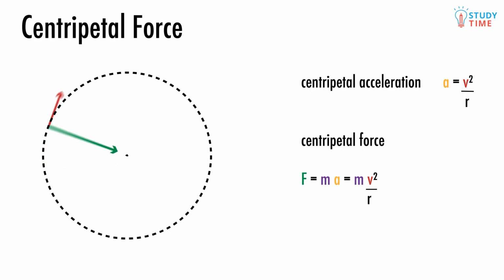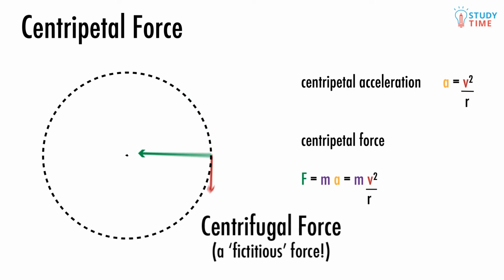This centripetal acceleration is calculated as a equals v squared over r, where r is the radius of the circle. So the centripetal force is just F equals ma equals mv squared over r. Oddly enough, when we move in a circle, we feel like we're being pushed outwards. This is because our brains are being tricked. You might have heard of this outwards force before, centrifugal force, but be wary, it's not a real force.